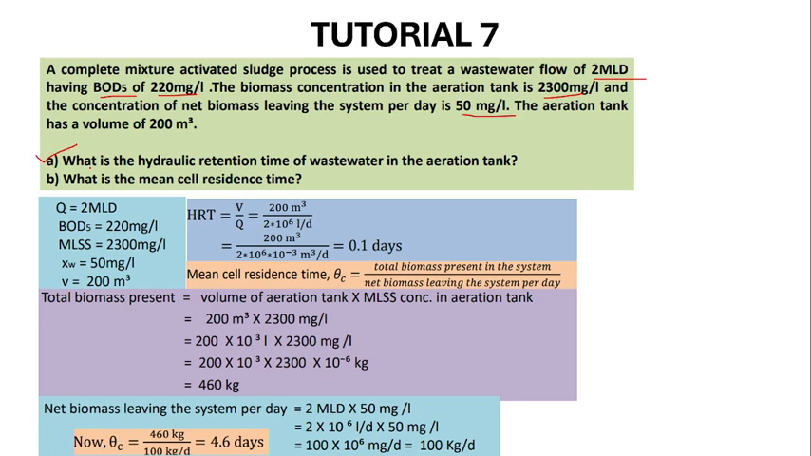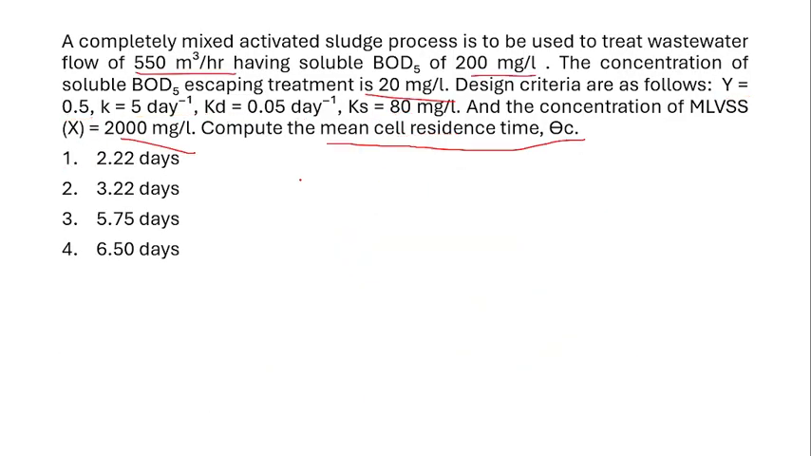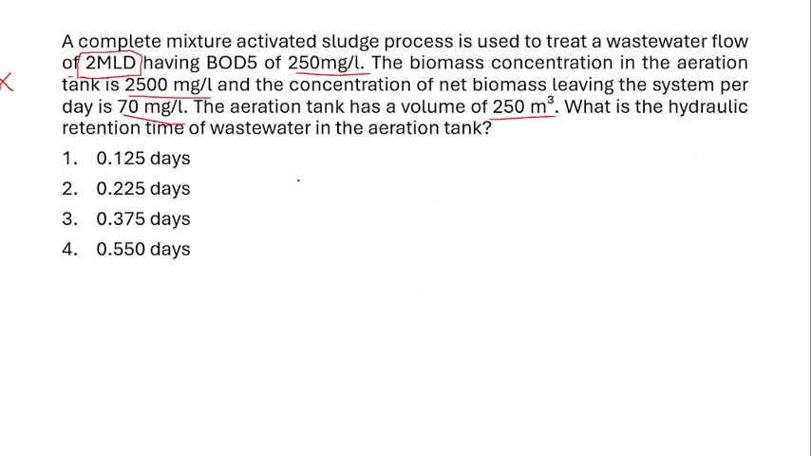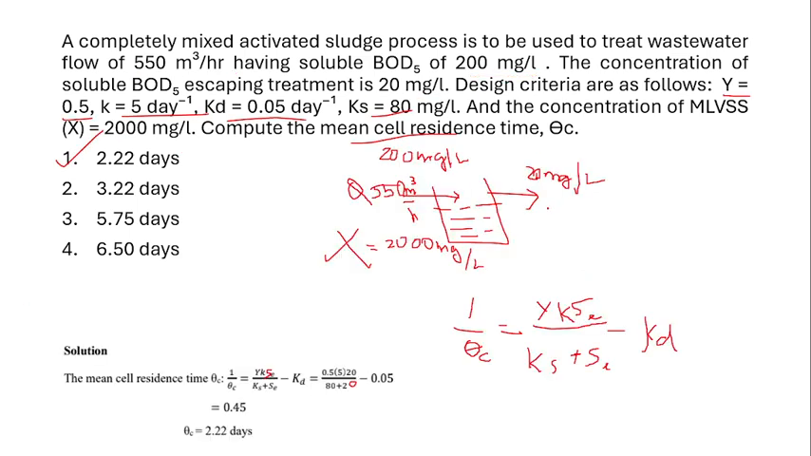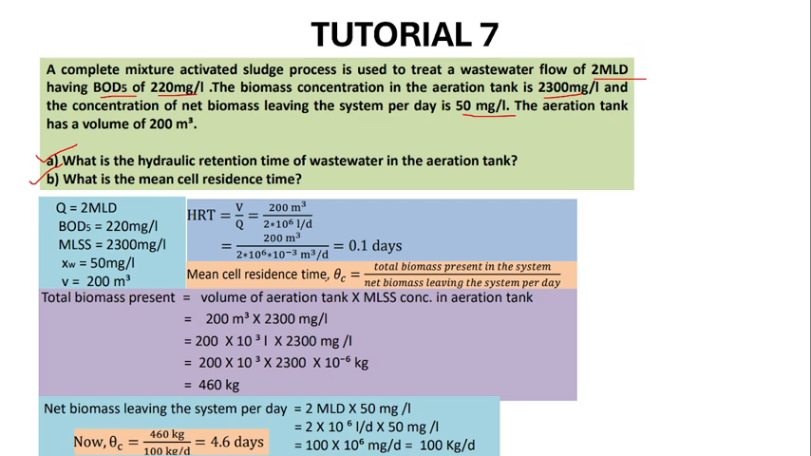The first part is to find the hydraulic retention time, HRT, of the wastewater in the aeration tank, and the second part is to find the mean cell residence time. These two we have found in the previous problem. In one question we found how to find the HRT, and in the other how to find the mean cell residence time. So this question is the combination of these two. So this is the activated sludge process.